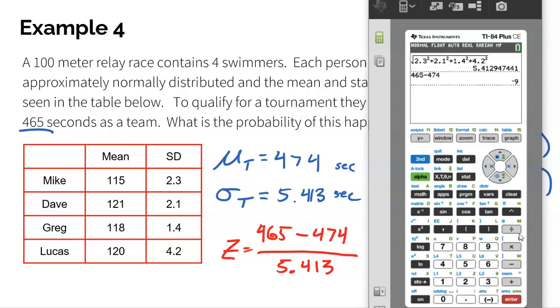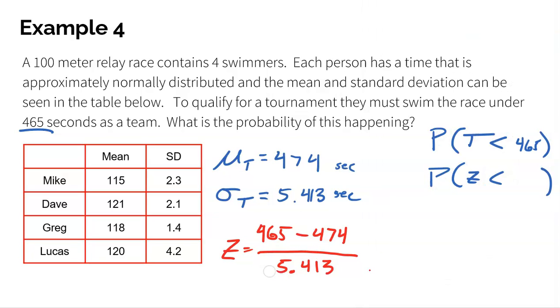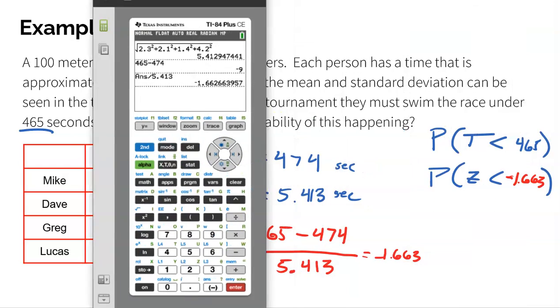So 465 minus the 474. Don't forget to hit enter first. They need to do 9 seconds below what's typical. Divide by 5.413. And I get a z-score of negative 0.1663. And that's the z-score I'm looking underneath. So my calculator doesn't understand 465 seconds, but it certainly does understand z-scores.